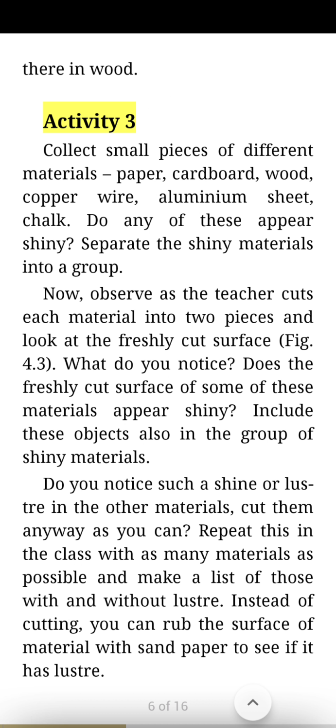Activity 3. Collect small pieces of different materials: paper, cardboard, wood, copper wire, aluminium sheet, chalk. Do any of these appear shiny? Separate the shiny materials into a group. Now, observe as the teacher cuts each material into two pieces and look at the freshly cut surface. Fig. 4.3. What do you notice? Does the freshly cut surface of some of these materials appear shiny? Include these objects also in the group of shiny materials.